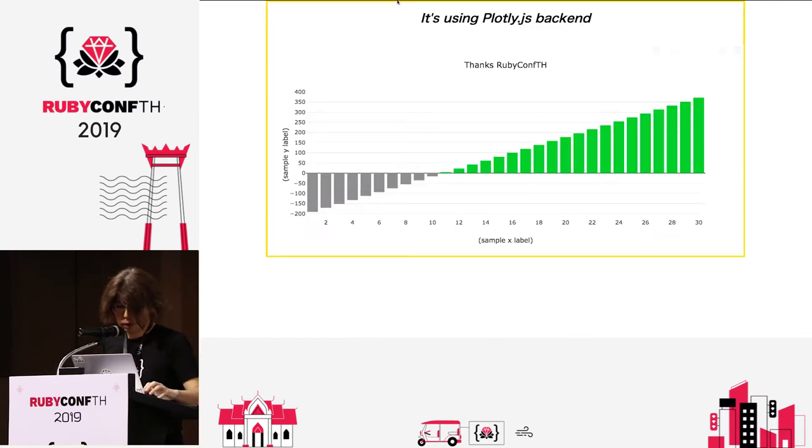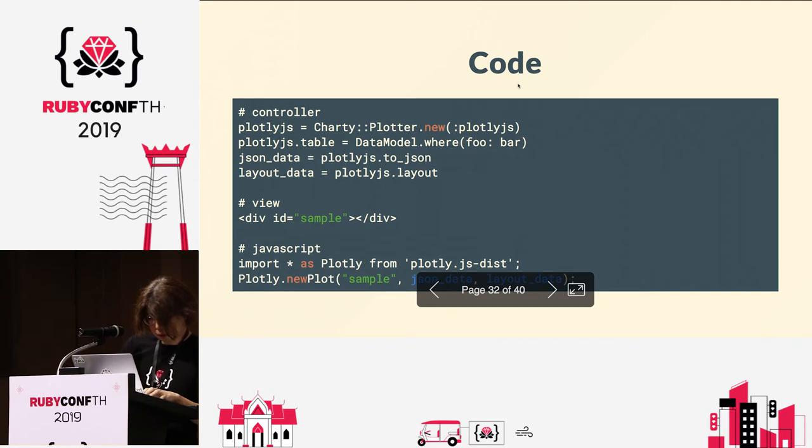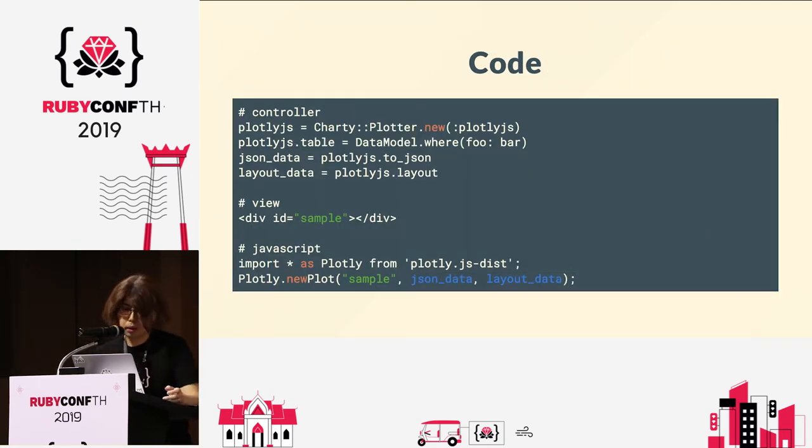So this is now executing a Rails application. This is the Plotly.js backend sample. In this code, like that, in the Rails controller, Charty::Plotly.new creates an instance and sets data to the table. And this is the Plotly.js backend feature to output JSON layout.